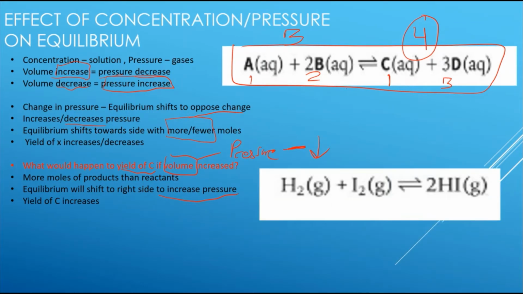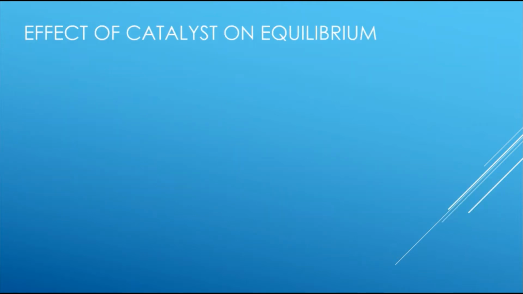But sometimes they try to trick you. So looking at this example, if we're looking at the moles, we have 1, 2, so 2 moles of reactants, and there is also 2 moles of products. So what happens in this case? So remember that if the number of moles of reactants and products are equal, changing pressure has no effect on the equilibrium. So in this case, there's the same number of moles of reactants and products, so changing pressure will have no effect on the equilibrium.